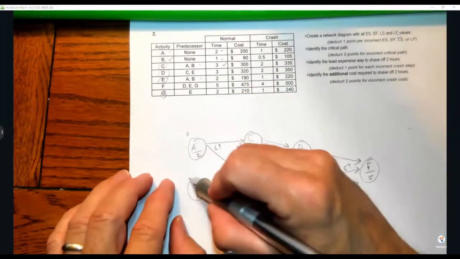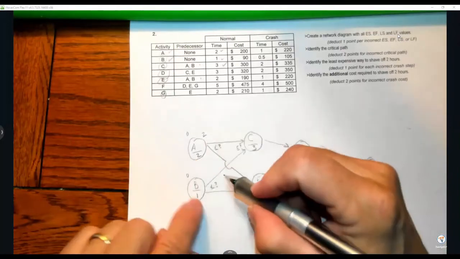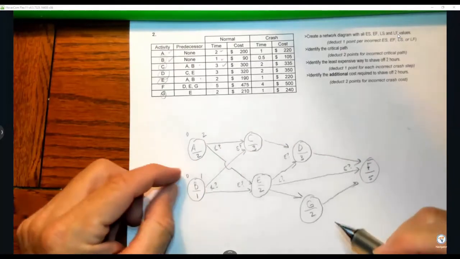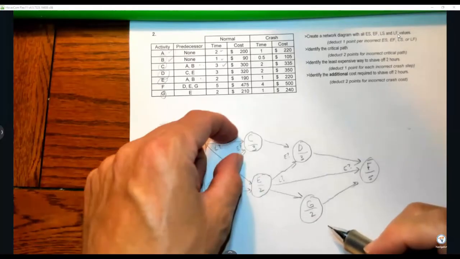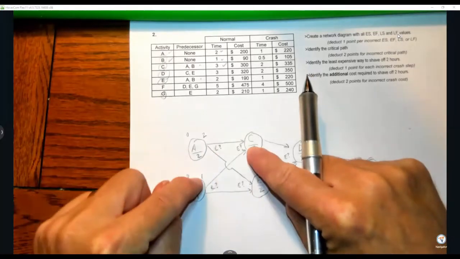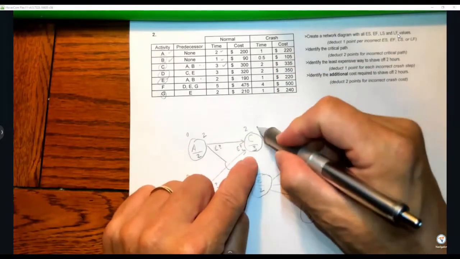Start at 0, that's the earliest we can start. 0 plus 2 is 2, 0 plus 1 is 1. All right, we have the choice here. Remember, we take the bigger on the E's. We have the choice between 2 and 1. We're going to take the bigger, which is 2. 2 plus 3 is 5.